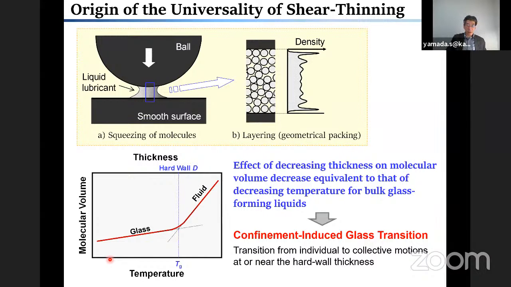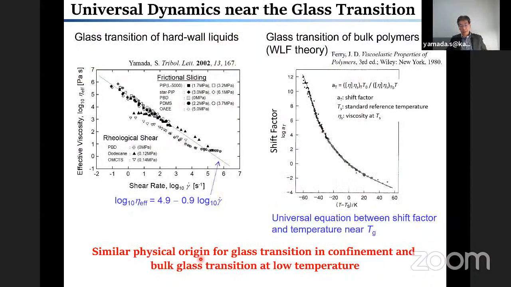Then the solid-like shift of liquids in confined geometry could have a similar physical origin to the bulk glass transition near Tg. We assume that the local packing structure of liquid molecules in the hard wall film could roughly correspond to that in bulk liquids at or near Tg. Then, the existence of the universal shear thinning equation for confined hard wall film is basically the same observation as the universal viscosity curve of bulk glass forming liquids at or near Tg, which is a well-known fact included in the famous WLF series of polymer rheology.